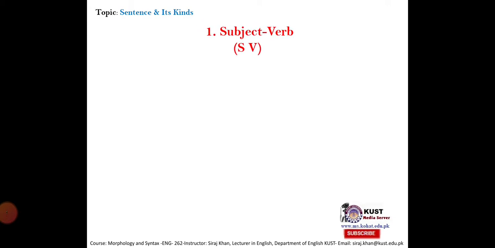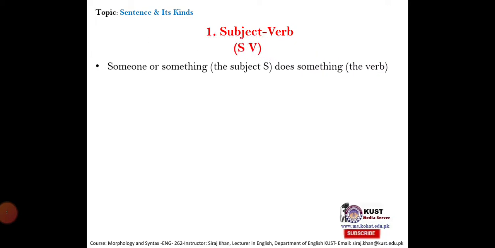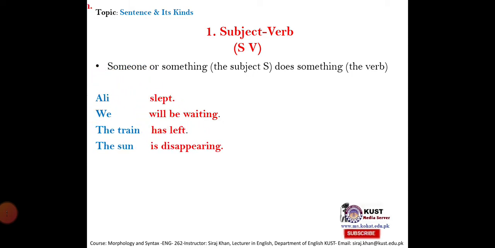Now, sentence patterns. How sentences are being formed. Someone or something, the subject, the doer of an action. Verb does something, an action word. Here, Ali slept. We will be waiting. The train has left. The sun is disappearing. The glass is broken.